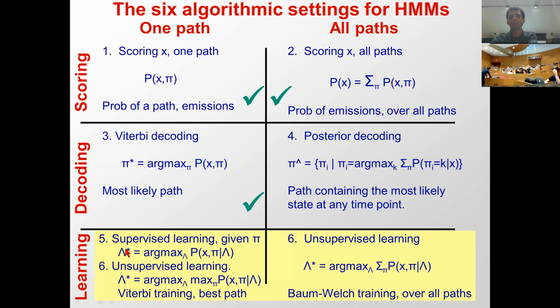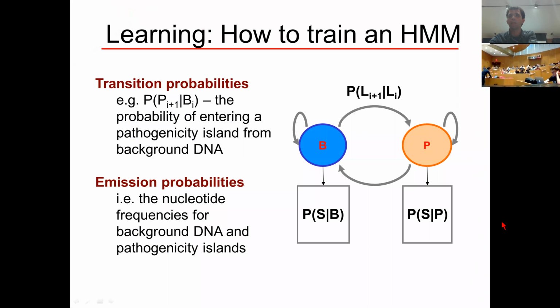So that basically allows us to find the set of parameters lambda that maximize the probability of emitting sequence X given path pi. And for unsupervised learning, basically what we're going to be maximizing is over all possible paths, find the maximum path, and then again, maximize the set of parameters given that annotation. And for unsupervised learning, we're going to be basically maximizing over the set of parameters, but instead of taking the maximum path, we're going to be summing over all paths. Very similar to the relationship between, you know, Viterbi and posterior decoding. So let's talk first about supervised learning, how to train your track, how to train your regimen.